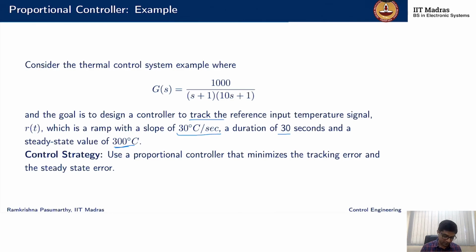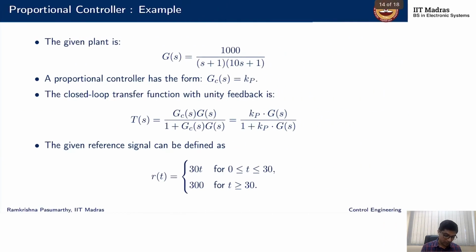Okay, can we see if I can use a proportional controller that minimizes the tracking error and the steady state error? Okay, so the given plant is of this form. I have the controller which is of the form Kp. The closed loop transfer function is now given by this, and I have a reference signal such that it should go as 30t from 0 to 30 seconds and 300 for t greater than 30. Okay, now look at what is the type of the system.